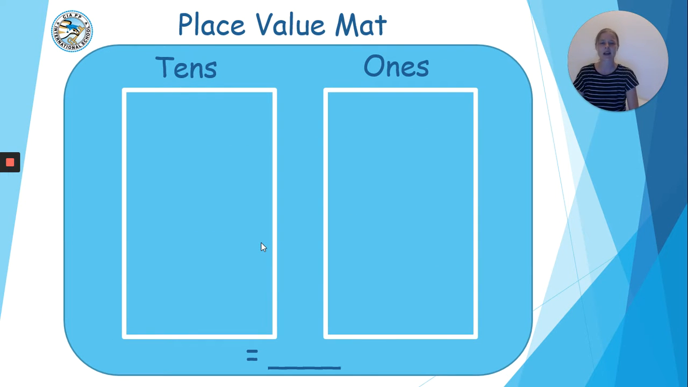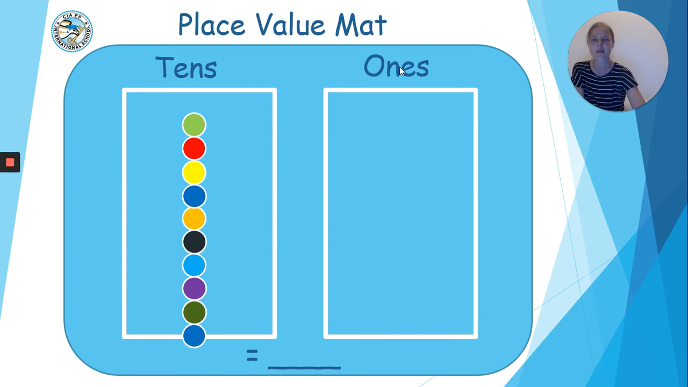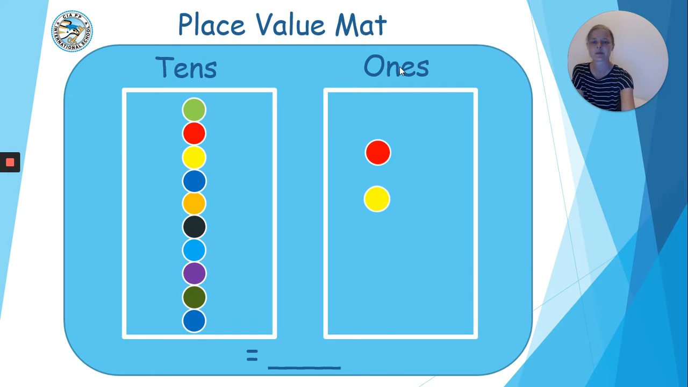In our place value mat, we have 2 boxes. One box is for the tens, well done, and one box is for the ones. Let's see what's in this box. How many tens can you see? Good job. Yes, you can see 1 set of tens. How many ones can you see? Let's count them together. 1, 2, 3.